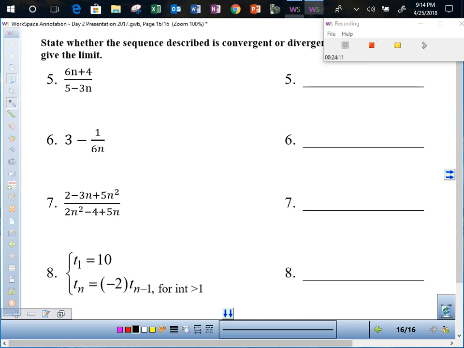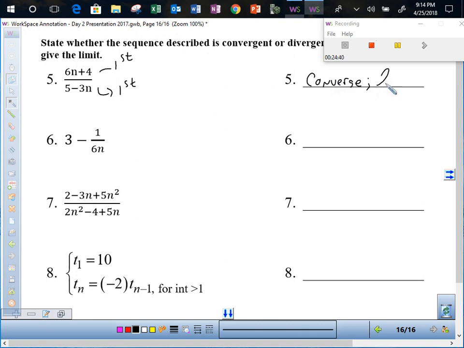Here's my last couple. My number 5, 6n plus 4 over 5 minus 3n. Number 1, go find your highest power. The highest power in the numerator is to the first. The highest power in the denominator is also to the first. So that means this thing is going to converge.